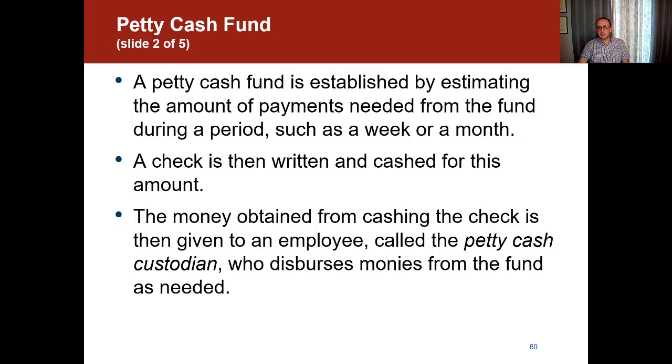A petty cash fund is established by estimating the amount of payments needed from the fund during a period, such as a week or a month, and a check is then written and cashed for this amount. The money obtained from cashing the check is then given to an employee, the petty cash custodian, who is going to make these small payments.